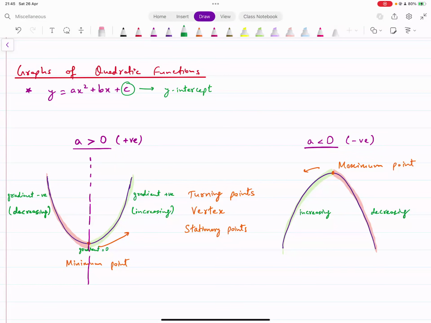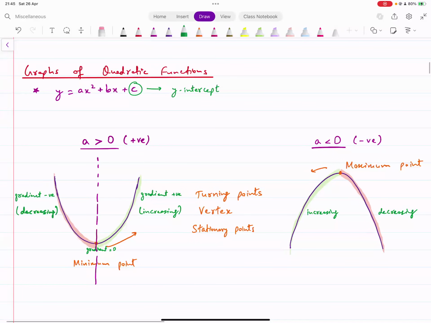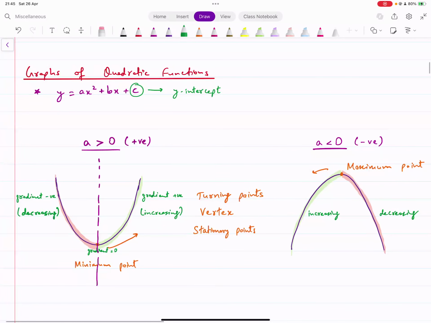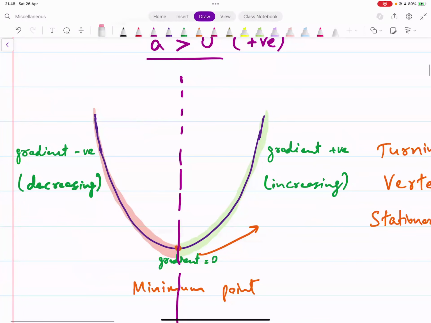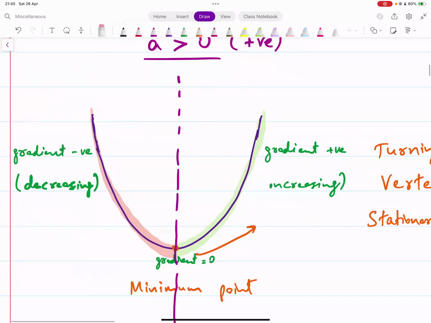Now, on one side of this quadratic function, the function is going to be decreasing, and on the other side, the function is going to be increasing. For example, in the first case, if it's a U-shaped graph, on the left side, you see, the graph is going in the downward direction. As you go from left to right, the graph is going downwards. So the gradient of this graph is negative. If the gradient is negative, we call this a decreasing function. And if the gradient is positive, we call this an increasing function, right? Again, we'll do this in differentiation later on as well. Sometimes you get this in quadratics too. On the right side, this is an increasing function, okay?